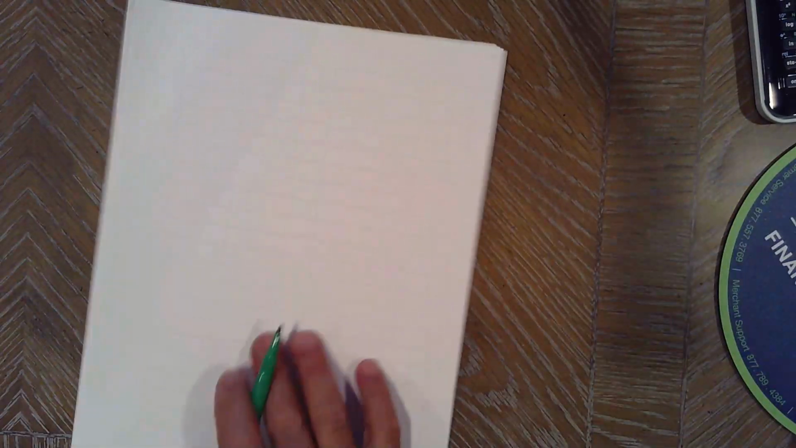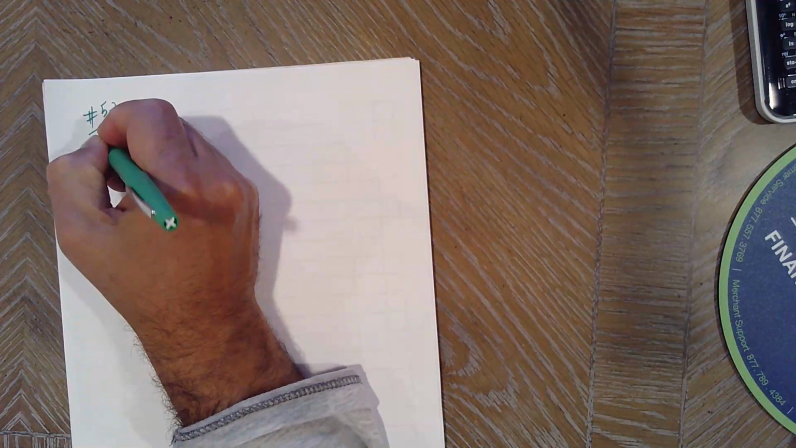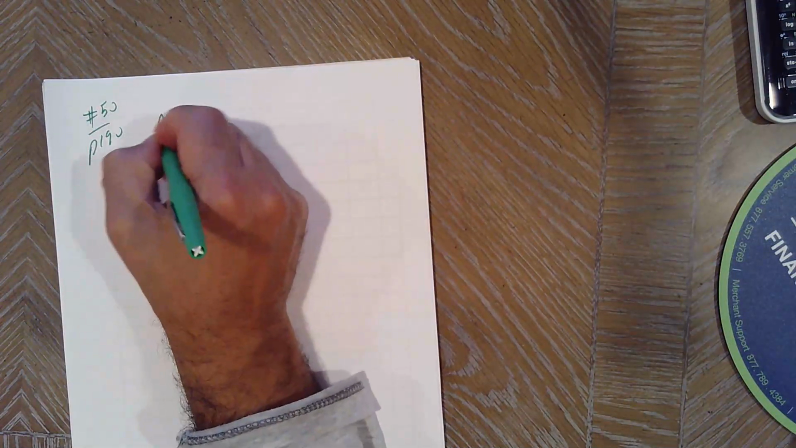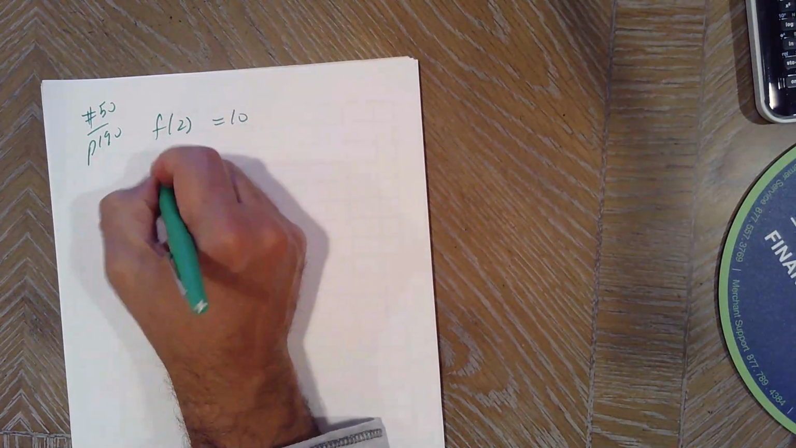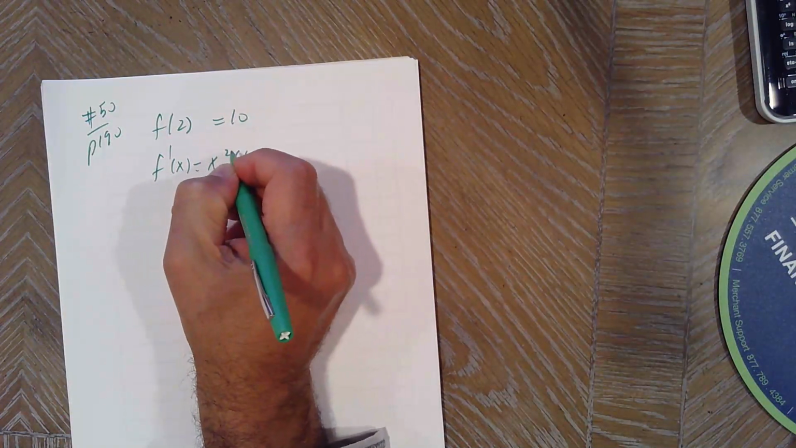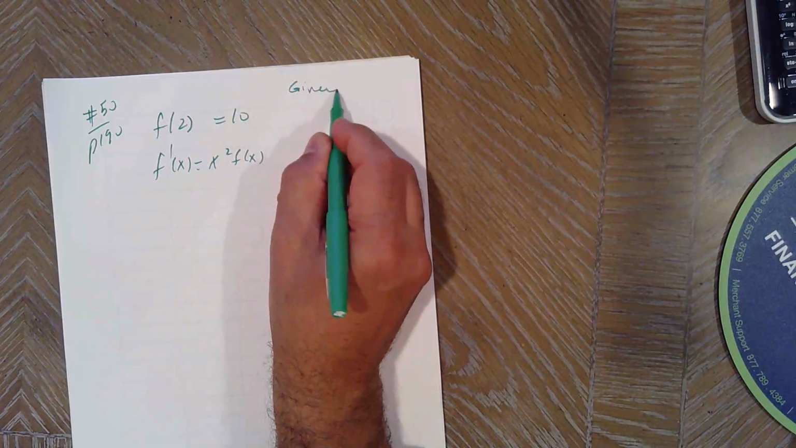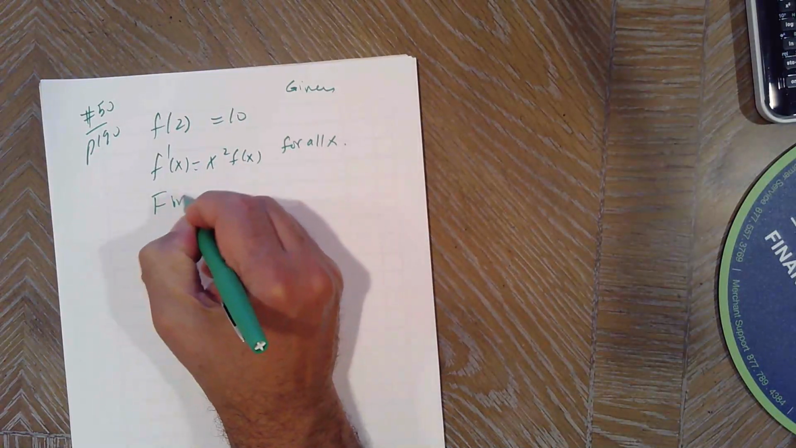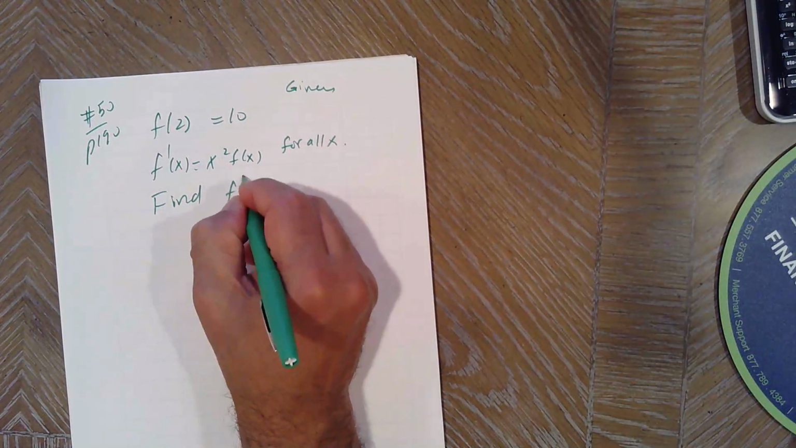Number 50, page 190. It says f of 2 is 10. F prime of x equals x squared f of x for all x. So these are given for all x. It says find the second derivative at 2.